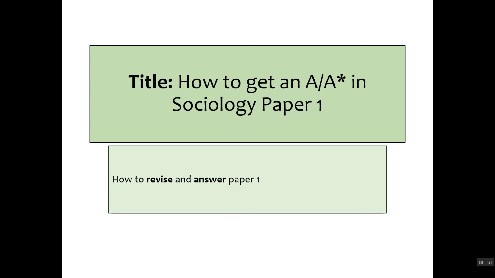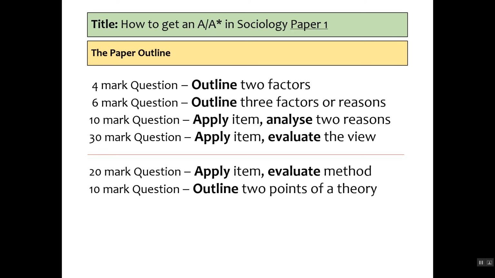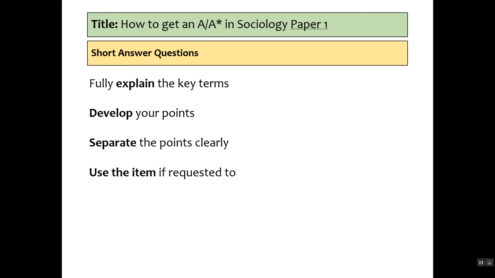So how does our paper look? Well, in total it looks like 4 questions, 2 short, 1 10 and 1 30 on education, and then 2 questions on research methods and theory. So you get a 4, outline 2, a 6, outline 3, a 10 mark, which is applying an item and analysing, and then the 30 marker, how to apply an item and evaluate a particular view. For the methods in context, you get applying an item, evaluate a method, and for the theory section, you get a 10 mark that says outline any 2 points of a particular theory, which is where you can really run wild.